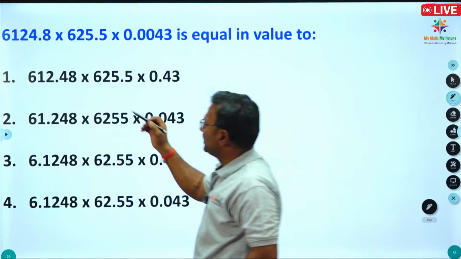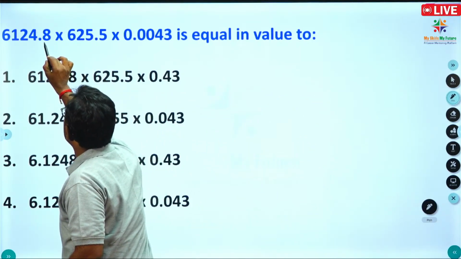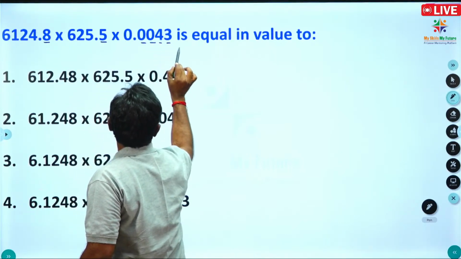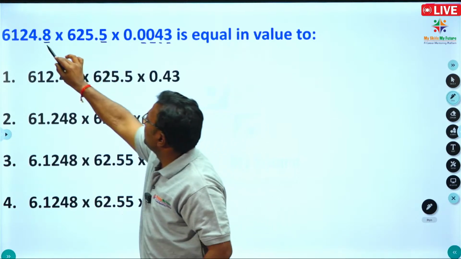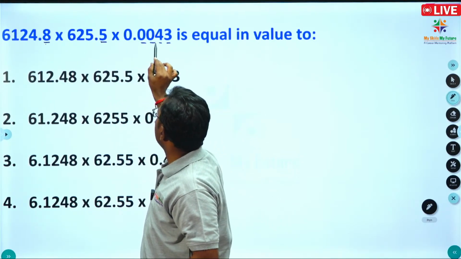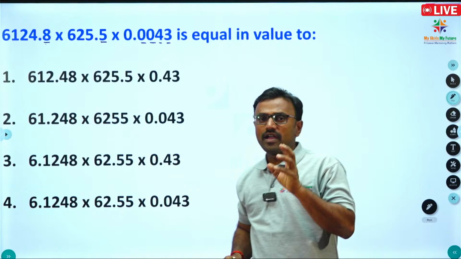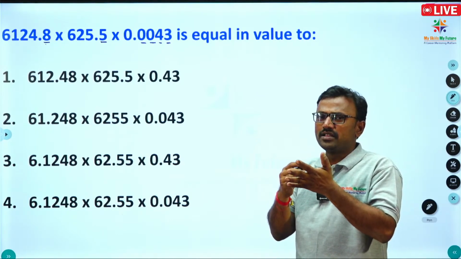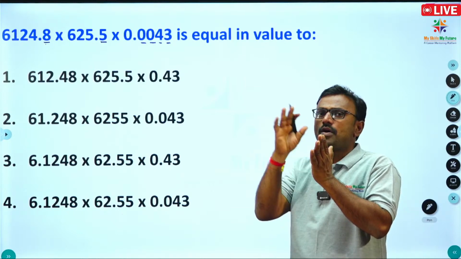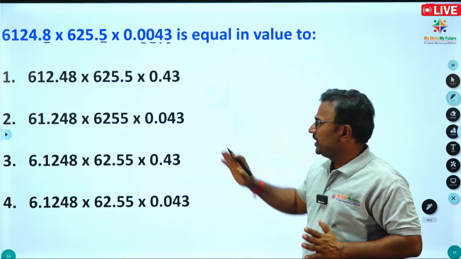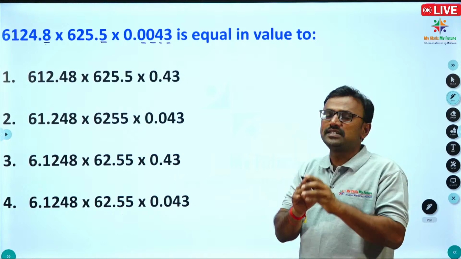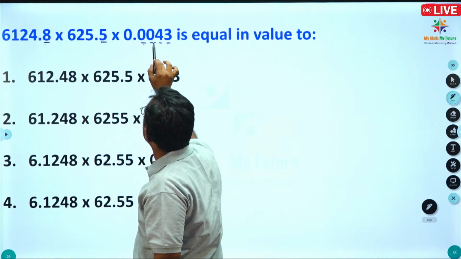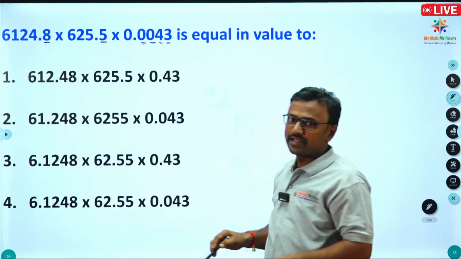So first of all, we see here after decimal point 1 digit, here 1 digit, here 4 digits. Okay. So 1, 2, 3, 4, 5, 6. So after decimal point, if you multiply, the answer will have 6 digits after decimal point. In these options also we must have 6 digits after decimal point.